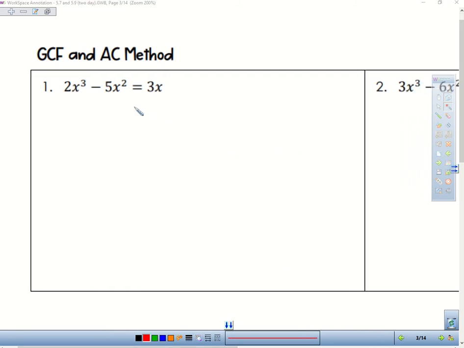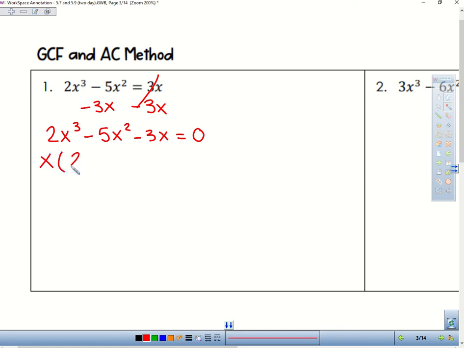So, GCF and AC method. First thing you're going to do is subtract 3x to get everything to one side of the equation. So it's going to be 2x cubed minus 5x squared minus 3x is equal to 0. So you want to get everything to one side, and then you're going to look and see if there is a GCF. What do you think? No numerical GCF, but what about a variable? X. Yeah, we can factor out an x. Everyone see that?